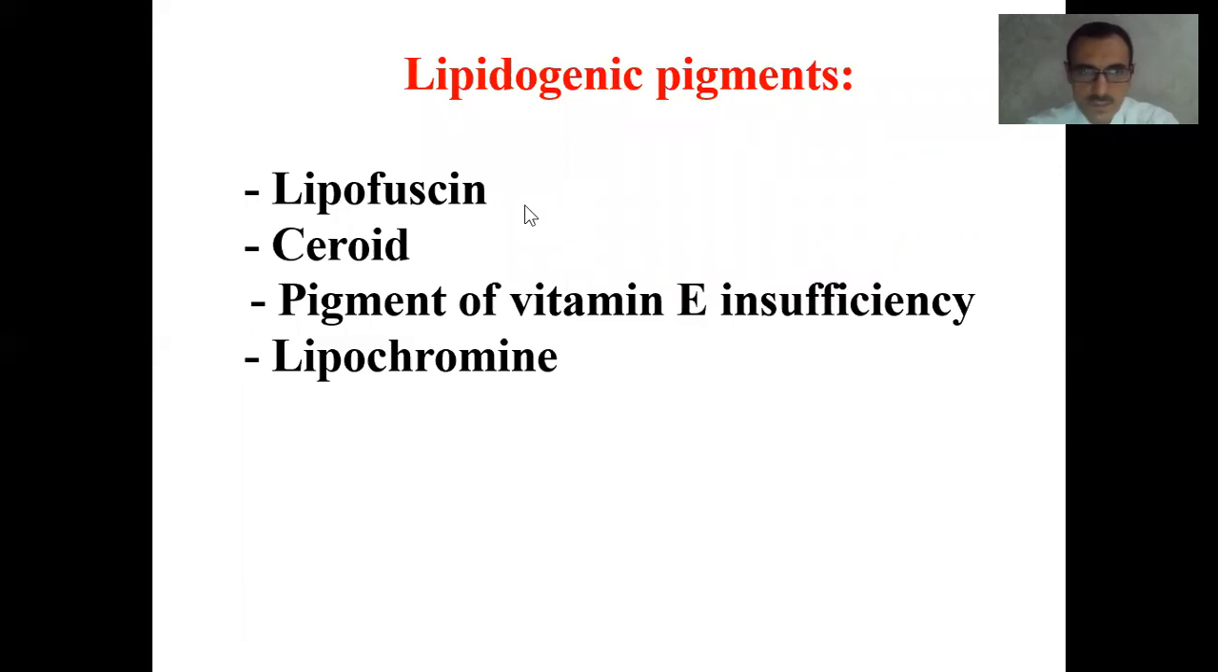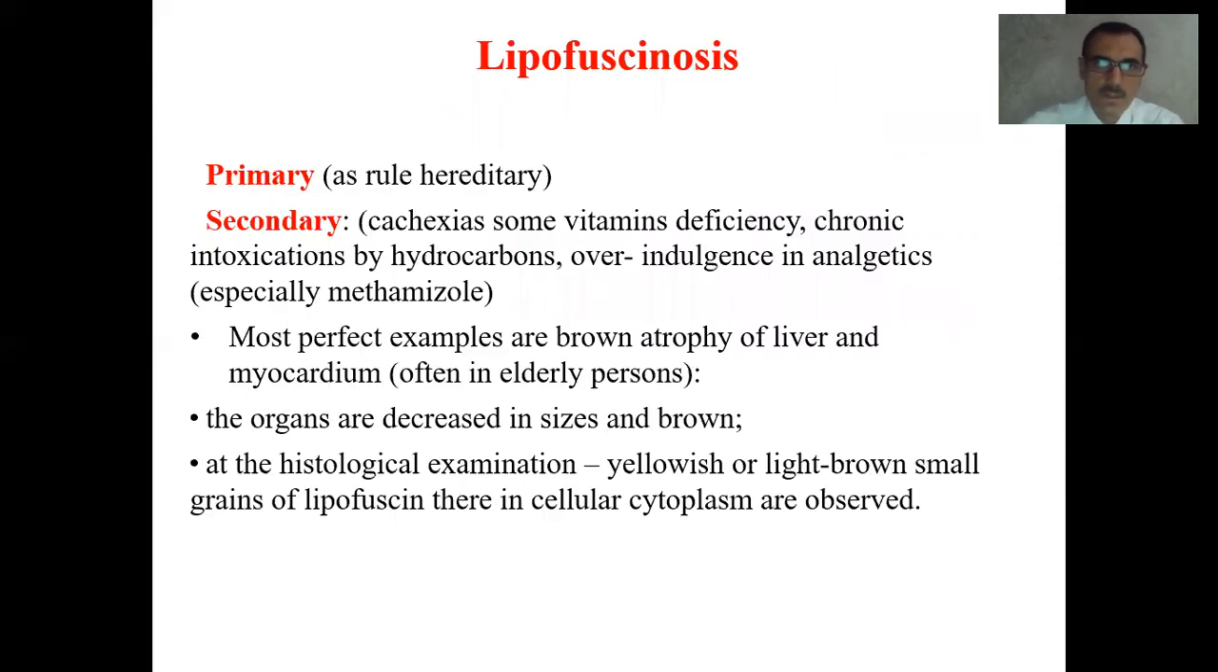Lipidogenic pigments include lipofuscin, ceroid, pigment of vitamin E insufficiency, and lipochromine. When the amount of lipofuscin increases in the tissues, we call it lipofuscinosis. It may be primary and secondary. The primary, as a rule, is hereditary, and the secondary develops during cachexias, in some vitamin deficiencies, chronic intoxications by hydrocarbons, and overindulgence in analgesics, especially metamizole.